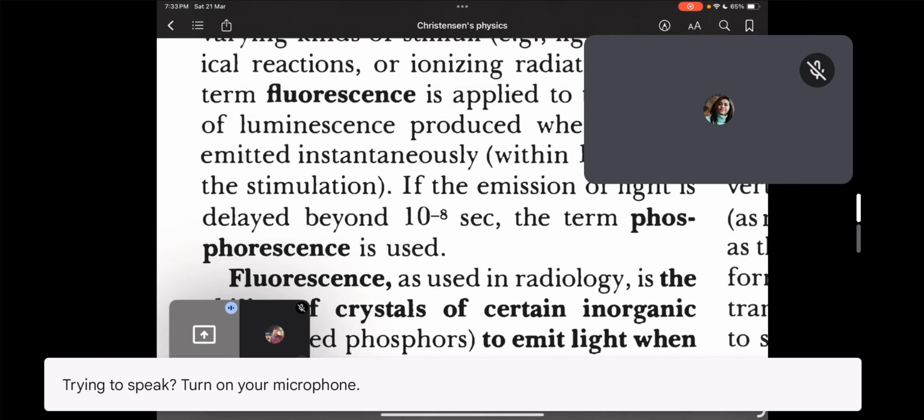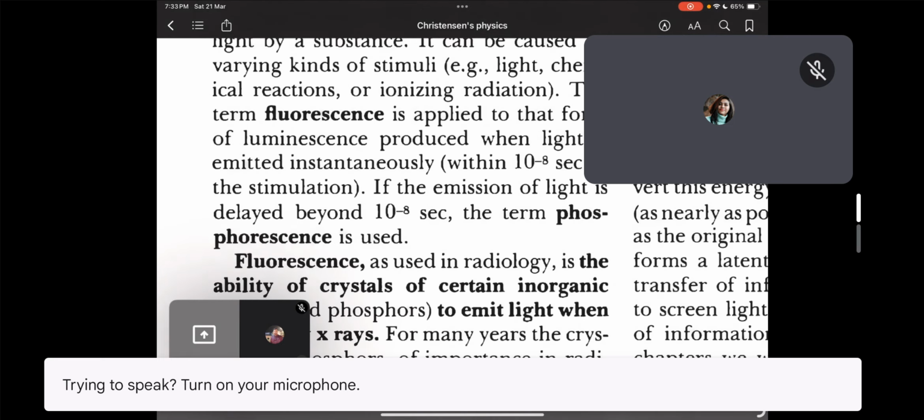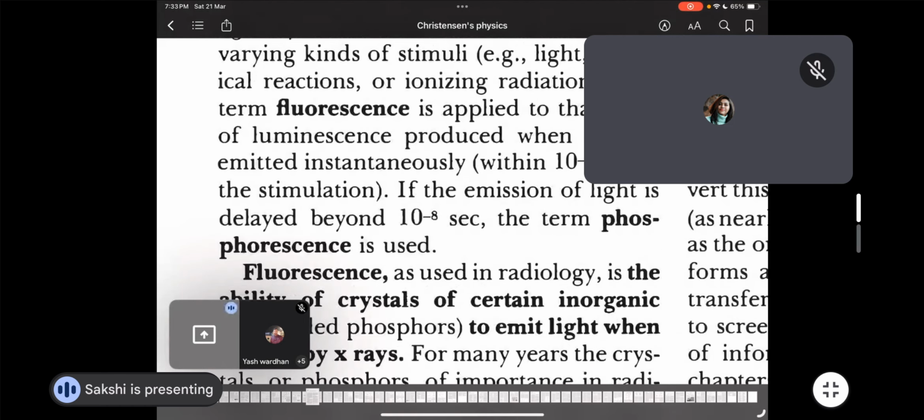So just one question you write down. What is the difference between fluorescence and phosphorescence? It is a question which was already asked in a previous CRE.